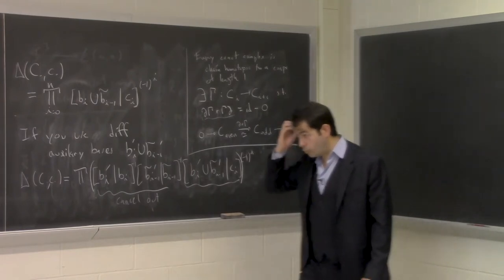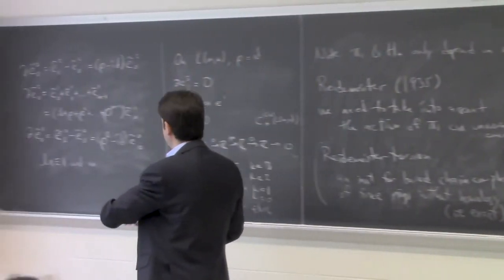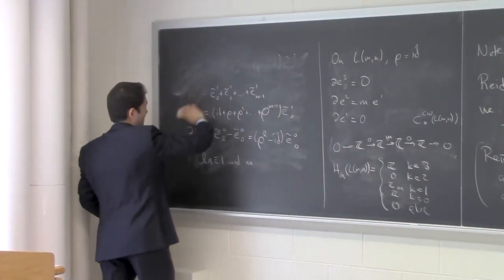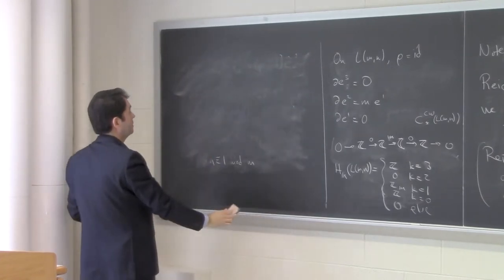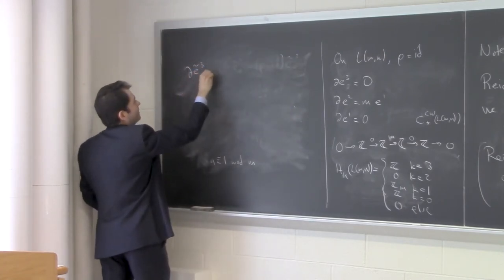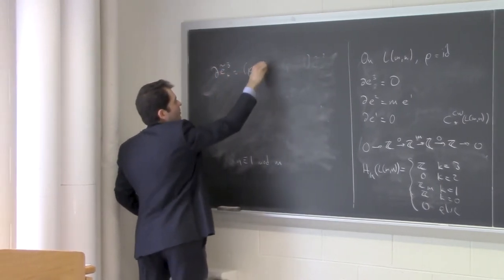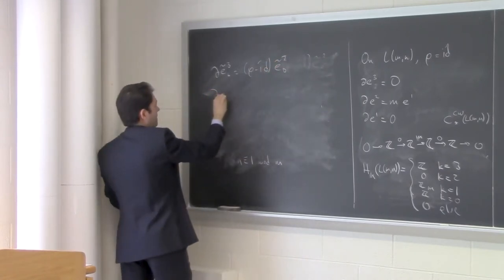OK, so what does this have to do with the space? Right, that's for a complex. Oh, I didn't want to erase that. So much so, I'm going to put it back. It's equal to rho minus identity to 0.